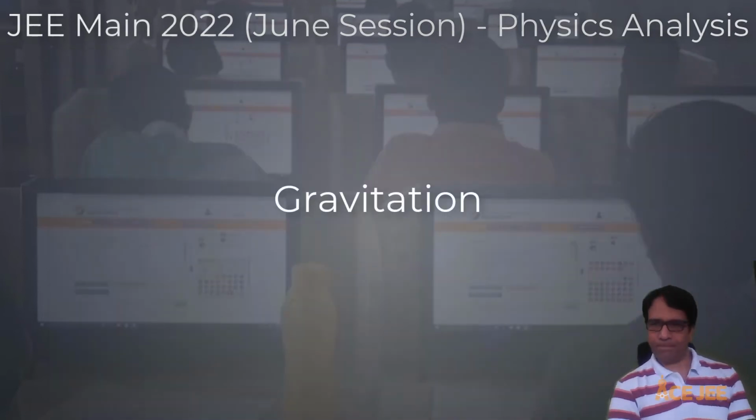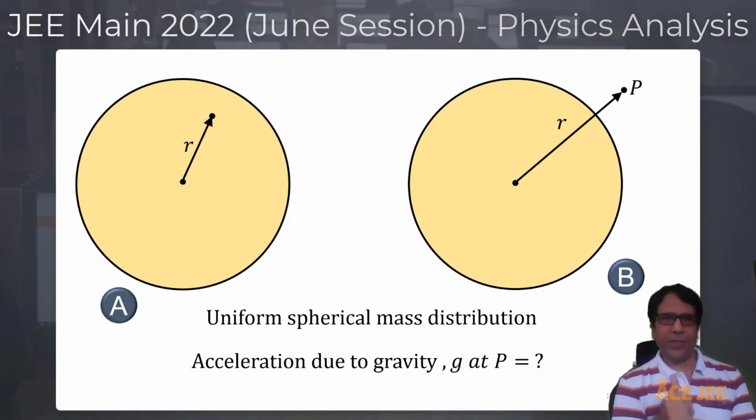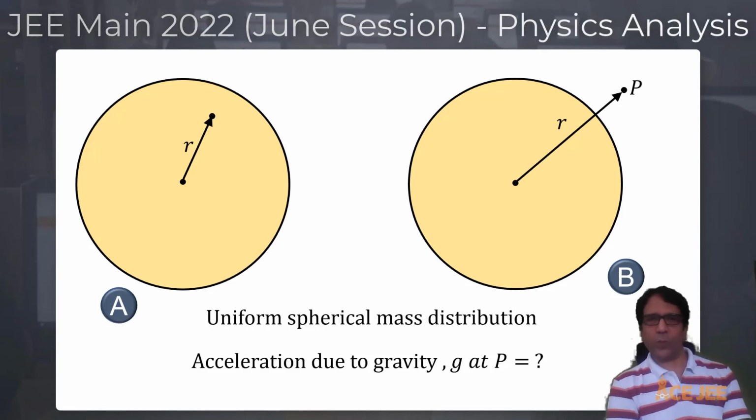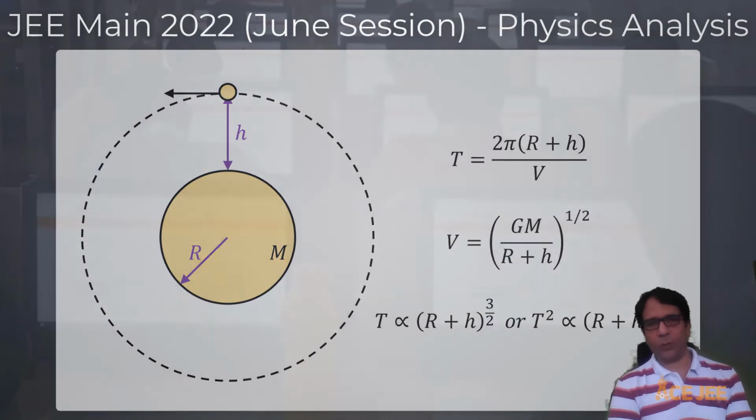Moving on to gravitation. Two types of questions you want to focus on: number 1, gravitational acceleration or the force due to a uniform spherical body at some point at certain height from the surface or at a certain depth from the surface. Fairly standard questions. Next one is scenarios wherein the satellite or the planet is moving in a circular orbit, and you will have to use the information around the time period, that is the time it takes for the object to make one complete revolution, to determine the unknown.